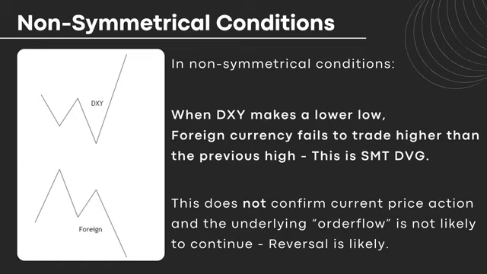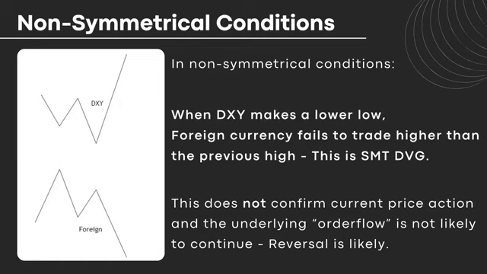The way we are going to determine, gauge and measure whether the structure is in a non-symmetrical market condition is through the following metrics and framework, right? So in a non-symmetrical market condition, when DXY or the benchmark asset makes a lower low, the foreign currency or the underlying asset makes a lower high and fails to trade above the previous high. This is what we call a divergence and discrepancy in variation in price, right? And this suggests that there is an SMT, right?